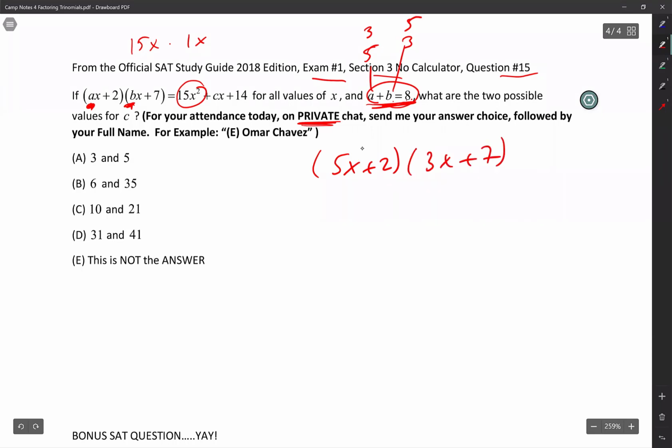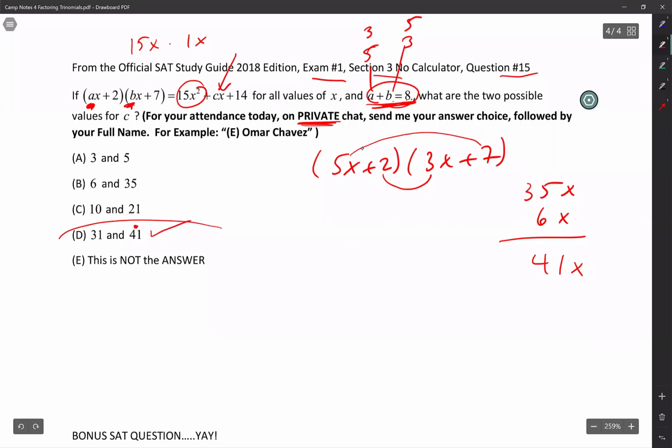If it goes like this, all you care about is the middle number. 5x times 7, 35x, 2 times 3x, 6x, and when you add them together, I get 41x. And since that's all they care about, it says cx there. I see a 41, and immediately, if I'm in a time test, I don't even worry about the others. And there it is. If I do not, right now we have time, guys, so let's go ahead and continue.